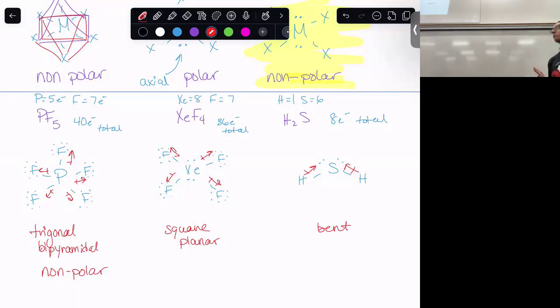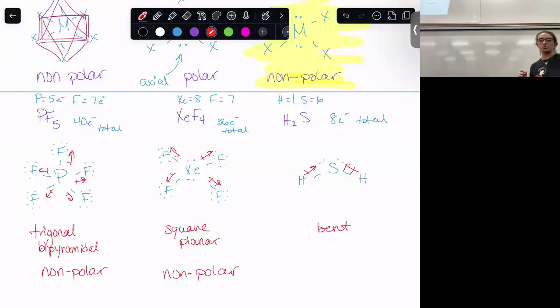I forgot to remind you of the name for the XeF4. This is square planar, right? So if you think about a pyramid, you're now taking the point of the pyramid off, you're just left with the square base. It sits flat on the ground, so that's square planar. This does have polar bonds, but what is our molecule? Our molecule would also be nonpolar.